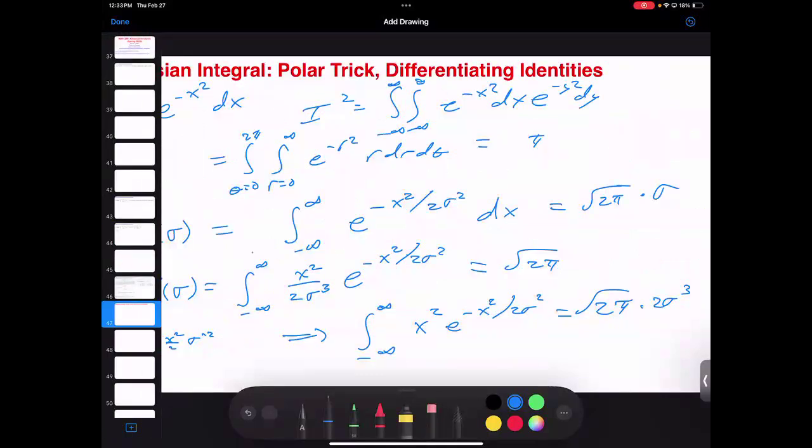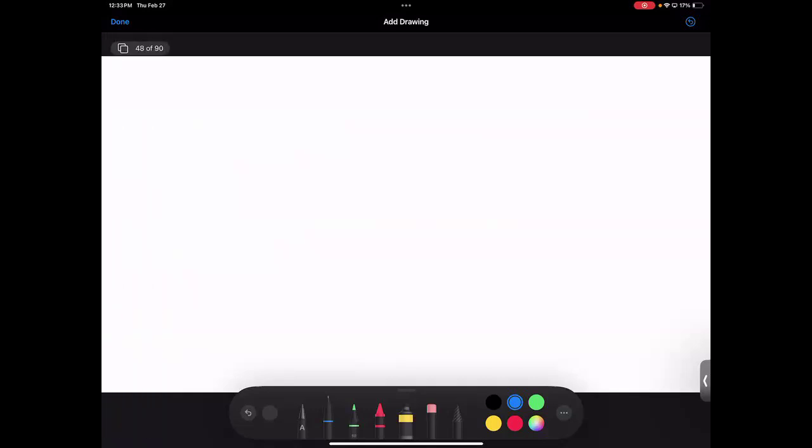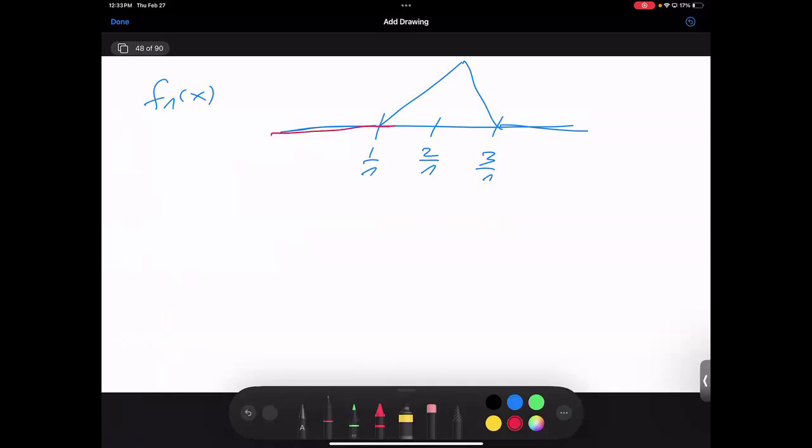So we have 2 minutes left. With the 2 minutes left, I will just do the following. Let's let Fn of x be defined as follows. Here's 1 over n, here's 2 over n, here's 3 over n. This is one of my favorite examples. And I'm going to have it go up to height n, a triangle. What is the integral from 0 to infinity of Fn of x dx? 1. Right? Just a triangle.